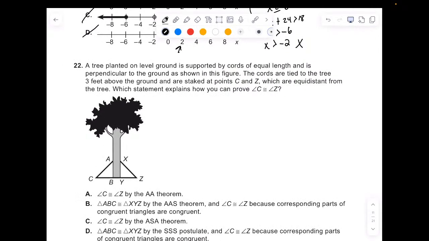A tree planted on level ground is supported by cords of equal length and is perpendicular to the ground as shown in the figure. The cords are tied to the tree at 3 feet above the ground and are staked at points C and Z, which are equidistant from the tree. Which statement explains how you can prove that angle C is approximately equal to angle Z?